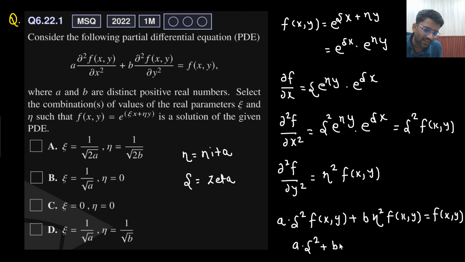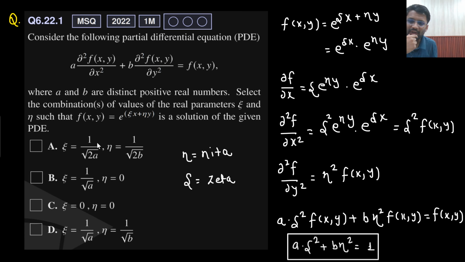A into zeta square plus b into neta square equals 1. This is what you are getting. F of x comma y cancels out. Now you need to put the values of zeta and neta to satisfy this equation. So which of the following options will satisfy? This is what they are asking.